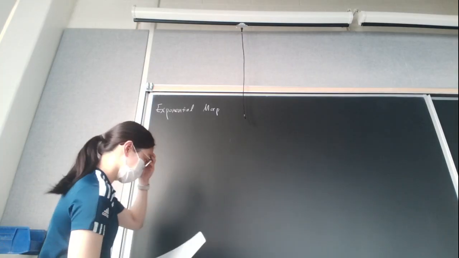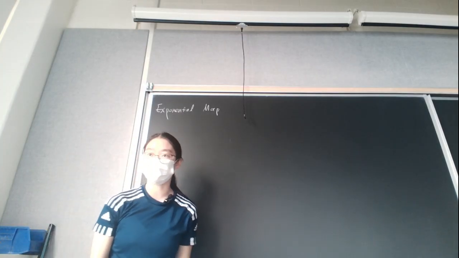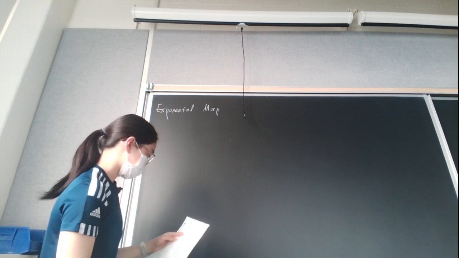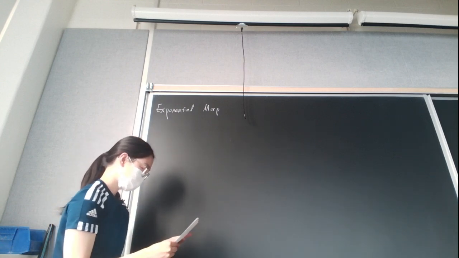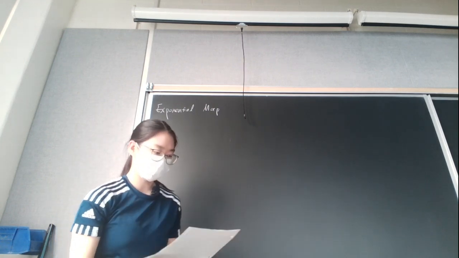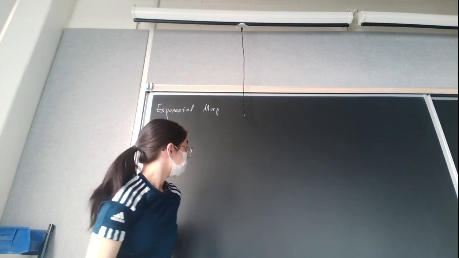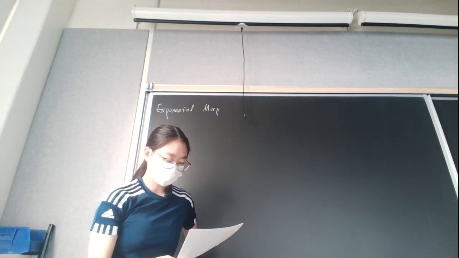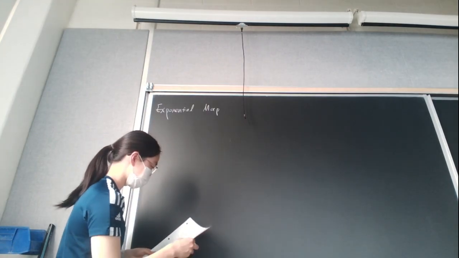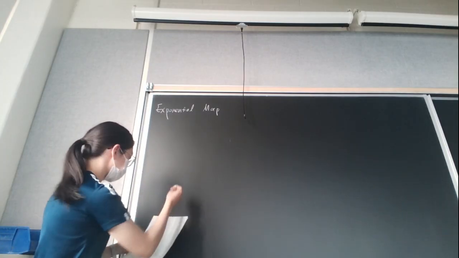To talk about the exponential map, we need to define a few other things first. So we want to define a vector field on G that is left invariant, and we want to define a particular one. Let's recall a few things first.